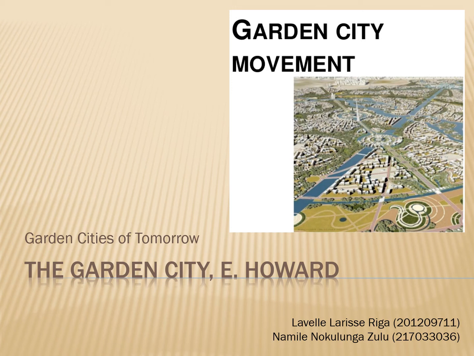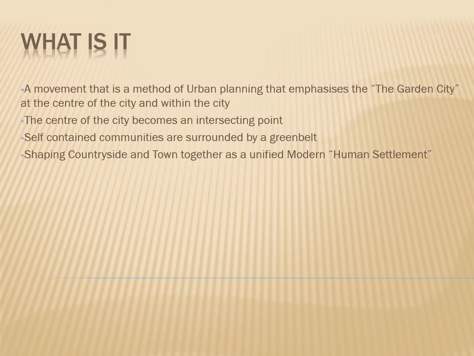Today I will present Ebenezer Howard's concept of the Garden City, presented in 1902. The Garden City concept presents the movement of urban planning that is emphasized at the center of the city and within the city, where it becomes the intersecting point for self-contained communities surrounded by a green belt, thus shaping countryside and town together, unifying them as a modern human settlement.